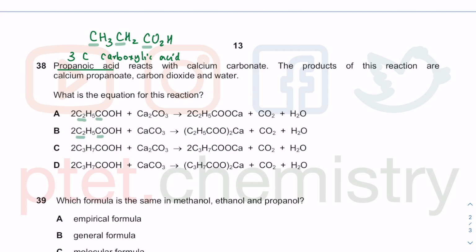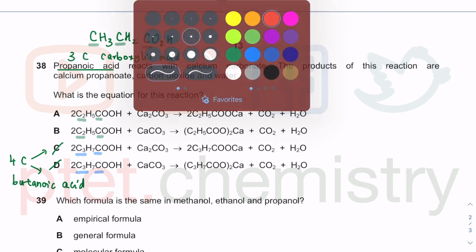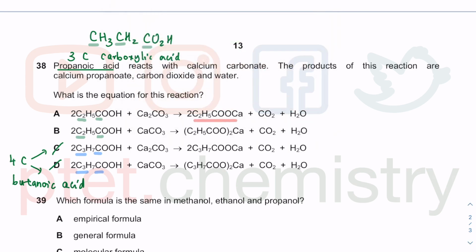So 3 carbons altogether. You should be able to spot that 2 and 1 give you 3 carbons, but you see in the options C and D, 3 carbon and 1 carbon. So C and D are not correct because C and D are definitely showing you butanoic acid. There are 4 carbons, which means that it's butanoic acid, not propanoic acid. Now the next choice between A and B, the difference will come down to the formula of the salt.